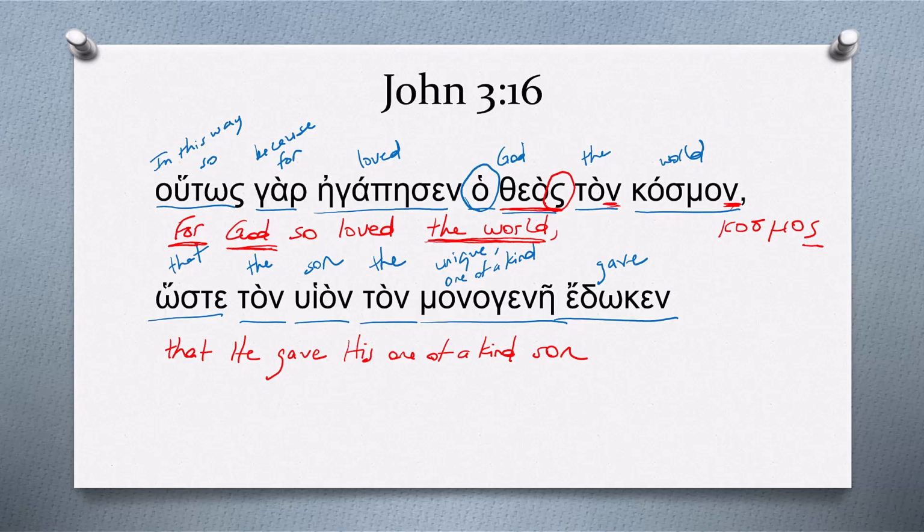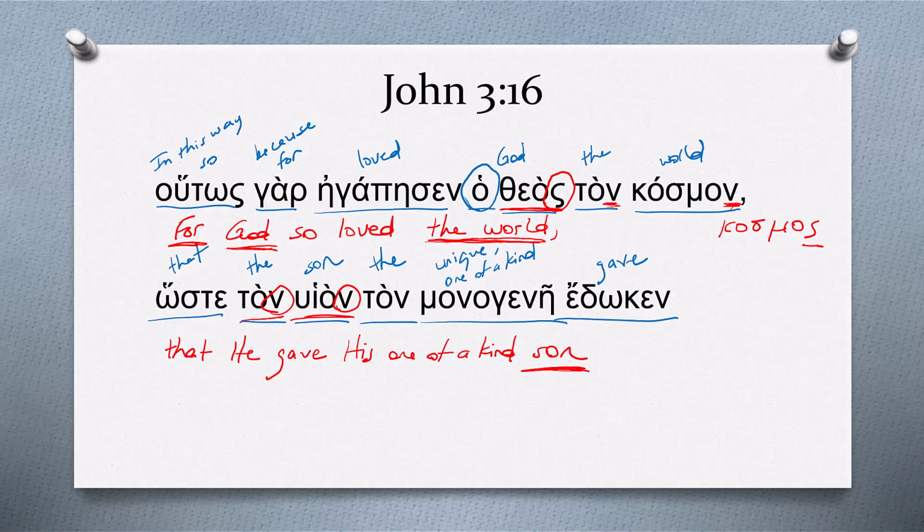We won't be able to identify much in this verse, but we should be able to identify ton huion. Just like ton kosmon, we notice that it ends in a nu. That's a sign of the accusative case, and so that's going to be the direct object of our sentence. He gave his son. He gave his one-of-a-kind son. And so it's appearing as a direct object in our translation as well.